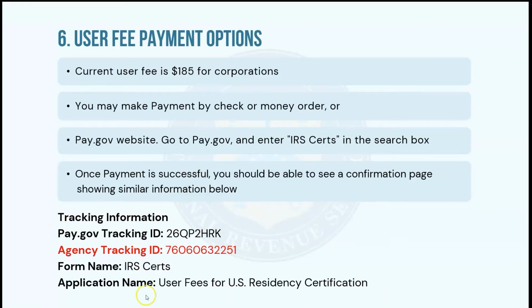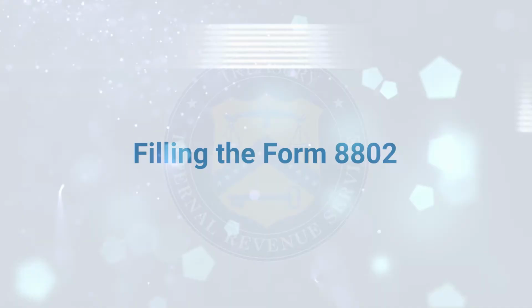This confirmation here. And what is important on the confirmation page is the agency tracking ID. So make sure you have that when you're done paying. Make sure you've copied this number because that's what you're going to use on the 8802 form.